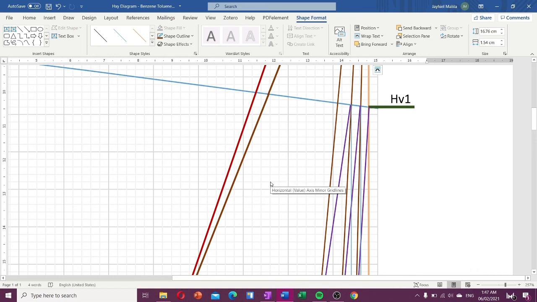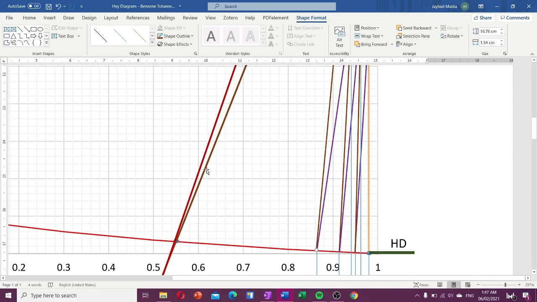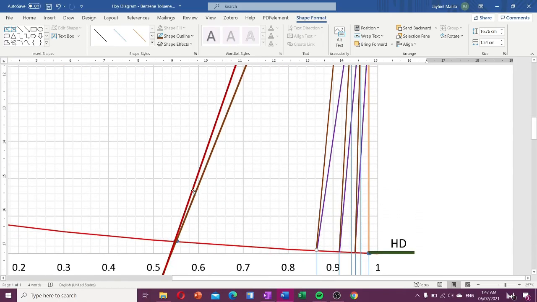So the process continues. I will be cutting the video and I will continue the whole process. The video will proceed to the part wherein we're going to cross over after this feed line, the red line over here. That's the actual feed line.